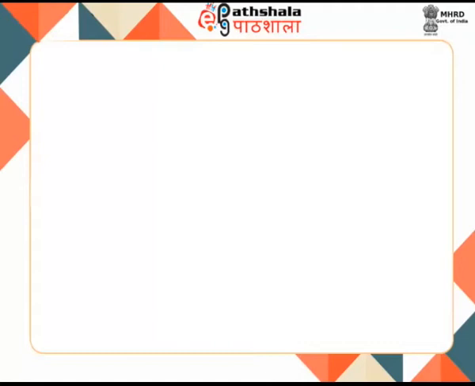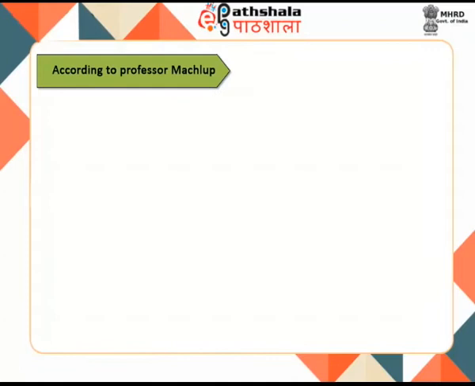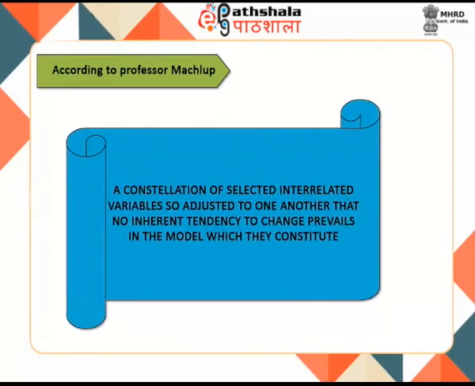Let us try to understand the meaning of equilibrium. Like any economic term, equilibrium can be defined in various ways. According to Professor Machlup, an equilibrium is a constellation of selected interrelated variables so adjusted to one another that no inherent tendency to change prevails in the model which they constitute.